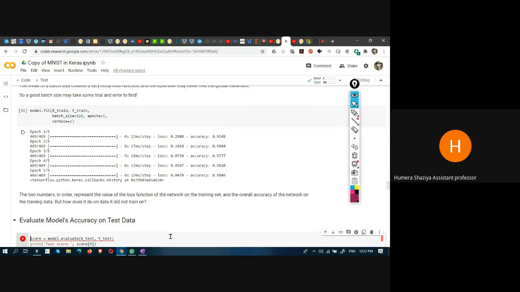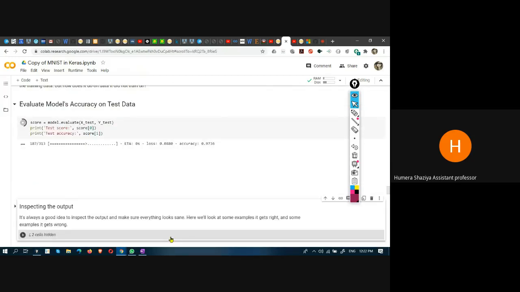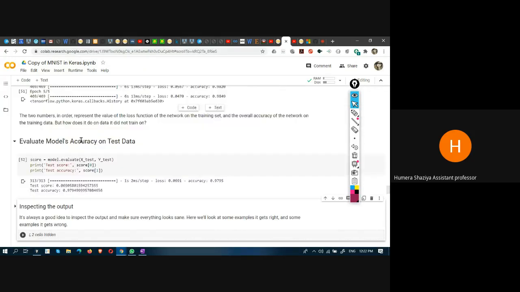Now this is evaluation. Evaluation means we are testing. So for testing, model.evaluate(x_test, y_test), and what is the accuracy? 97%, and loss is 6%. So we know that this model is not overfitting.